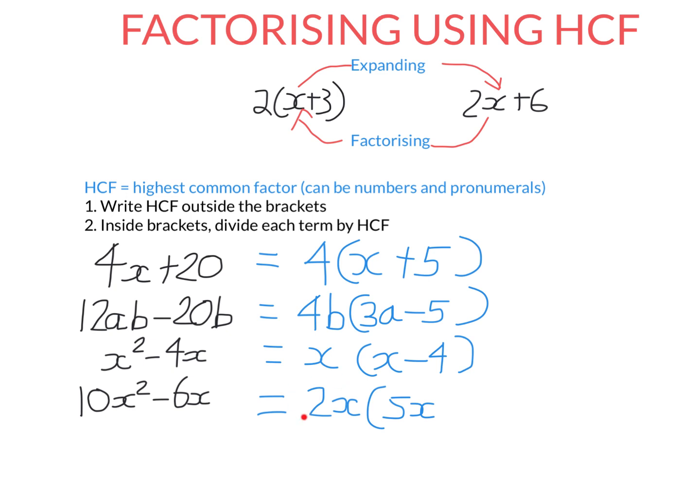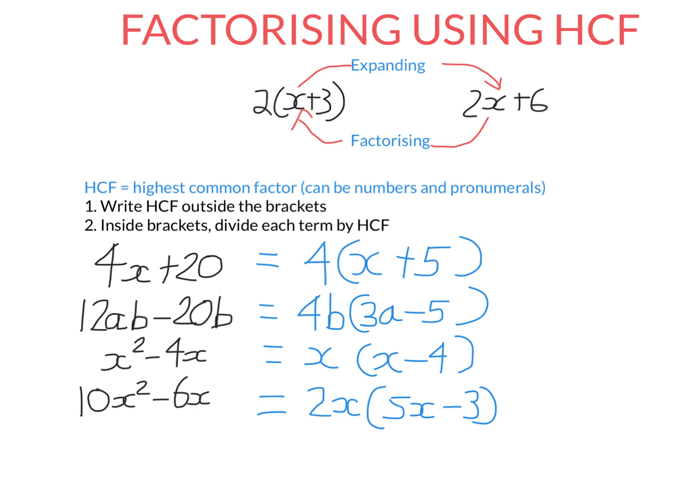Now I say, what do I times by 2x to get negative 6x? Well, I need to times by negative 3 to bring up the negative 6. I don't need to write an x. I already have it. 2x times negative 3 is negative 6x. So once again, if I expand this using the distributive law, 2x times 5x is 10x squared. 2x times negative 3 is negative 6x. If I expand this, I get this, because expanding and factorising are just opposites of each other.